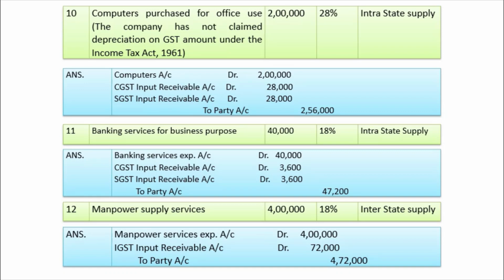72,000. As manpower supply services is an expense, and all the conditions of section 16 have been satisfied in this expense, whatever GST is paid, credit is available, so it is recorded separately in the books, and credit is available on these expenses. He can take the credit of this IGST at the time of outward supply.